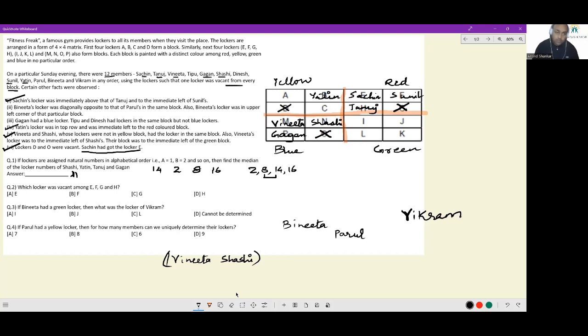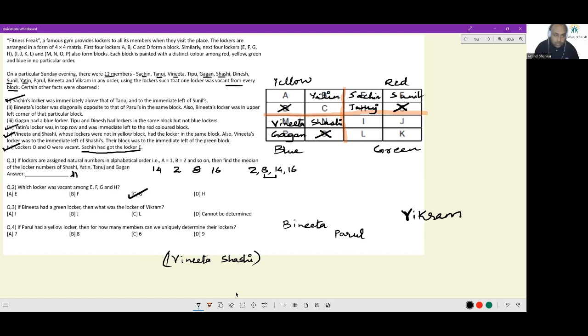Next, which locker was vacant amongst E, F, G, H? G has to be vacant. We can see that here. So G is vacant. If Binita had a green locker, so Binita is here, Parul is here. If Binita and Parul are here, pay attention, then the only spots that Tipu and Dinesh can go to are A and C. Tipu and Dinesh will go in yellow. Binita, Parul will be here. And Vikram will join them.